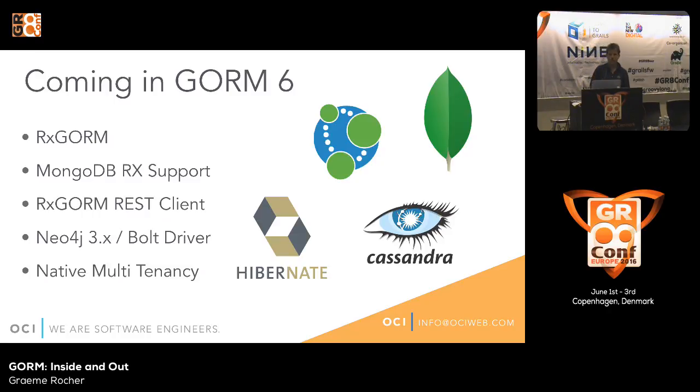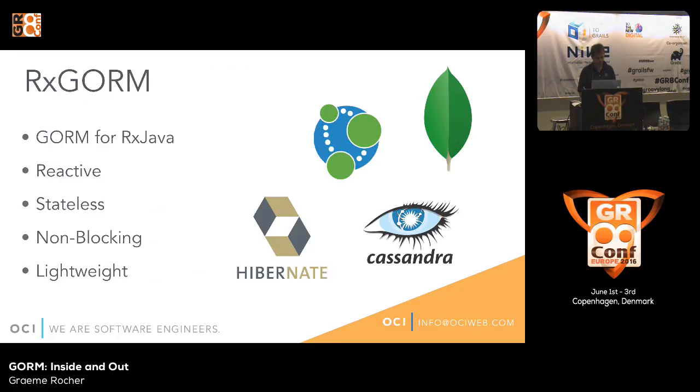We've got Neo4j 3 support coming and Bolt driver support. We have native multi-tenancy support that will work across all the different implementations. So you'll be able to support the multi-tenant use case, whether you're using Hibernate, MongoDB, or Neo4j. That's the goal there. And hopefully that will include integration with Spring Security so that you can easily tie the two together if you want your tenant resolver to be powered by Spring Security and so forth. So that's the plan for Gorm 6.